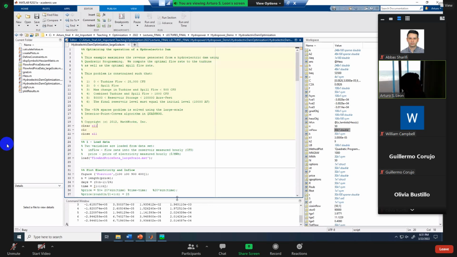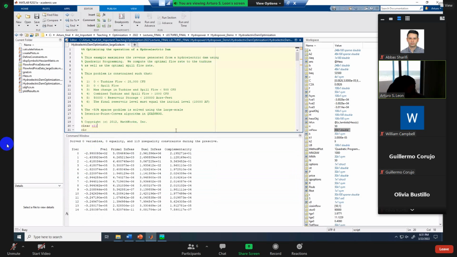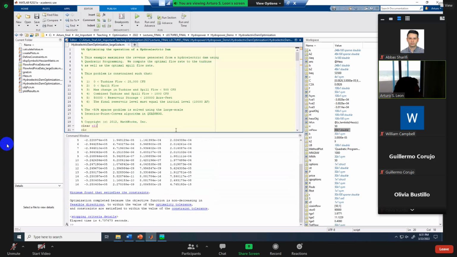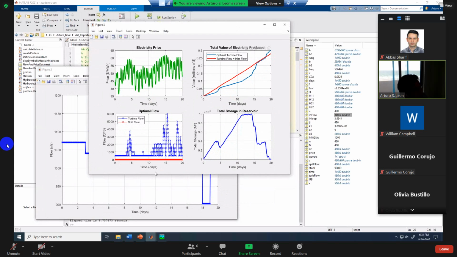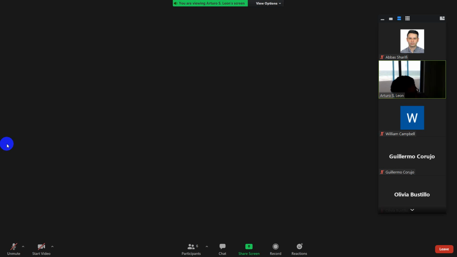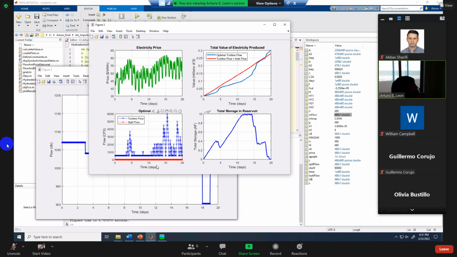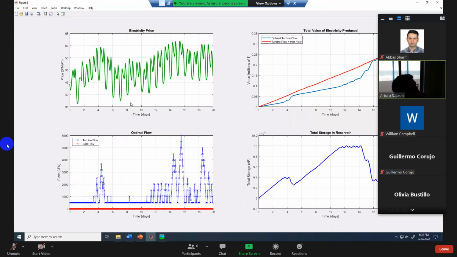But now, guys, we are running for a period of, okay, guys. So now you guys can see that the simulation was very, very fast. This is for a period of 20 days, every 1 hour. And it was very, very fast. Why? Because we have used dynamic programming, which is the most efficient solver, right?